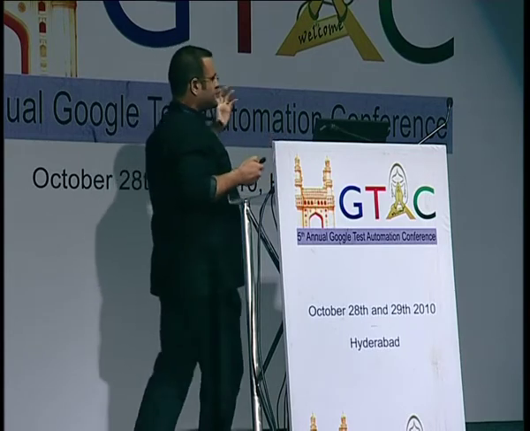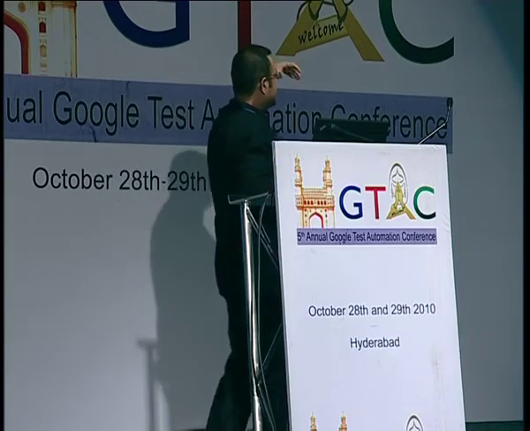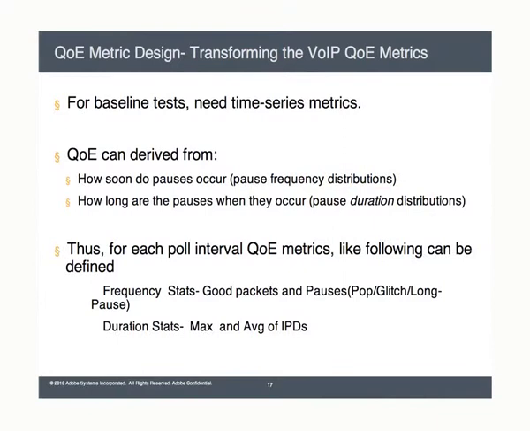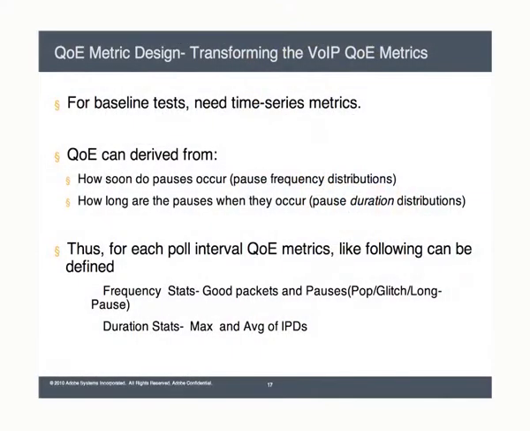Moving ahead, we started working on the metrics. But these metrics were not time series metrics, right? We need to convert them into time series metrics because that's the way we could baseline the test. If my monitor or my agent is polling the test at a particular interval, I want to know what is happening in that interval, and capture my test at that level, right? If you talk about the experience of pauses, there are two measures: how soon do the pauses occur, and how long are they when they do occur? Taking these two stats, I can convert this into a time series metric.